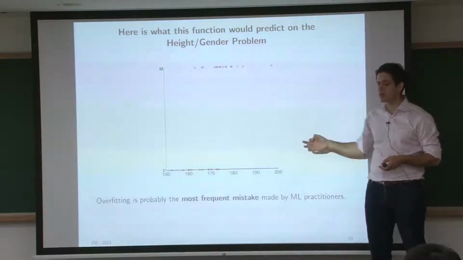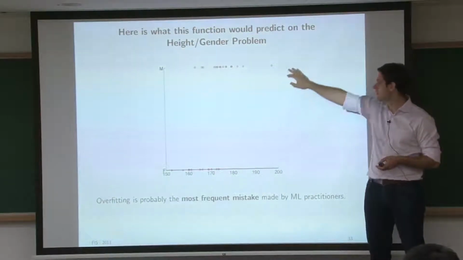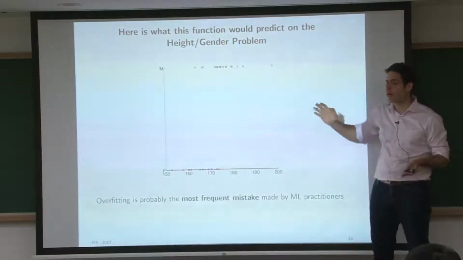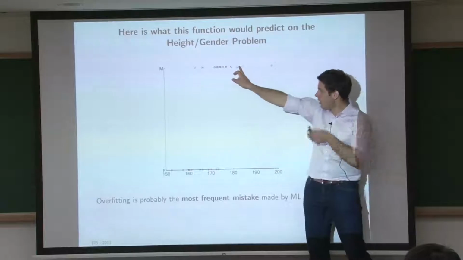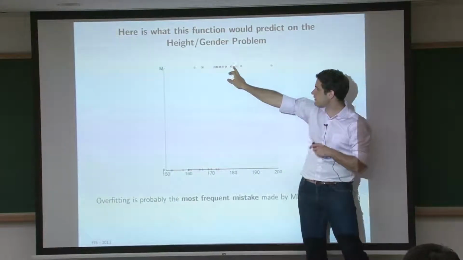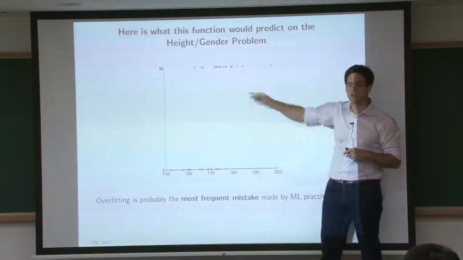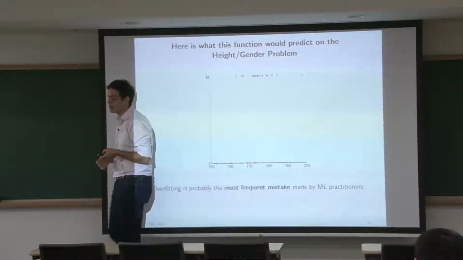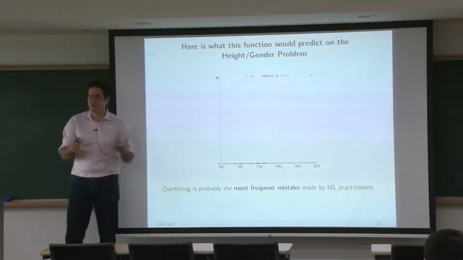But it will always make a mistake for someone who's a male, except if you fall into one of those numbers which have been defined before. But that's very unlikely if the data is really very accurate and hasn't been rounded.